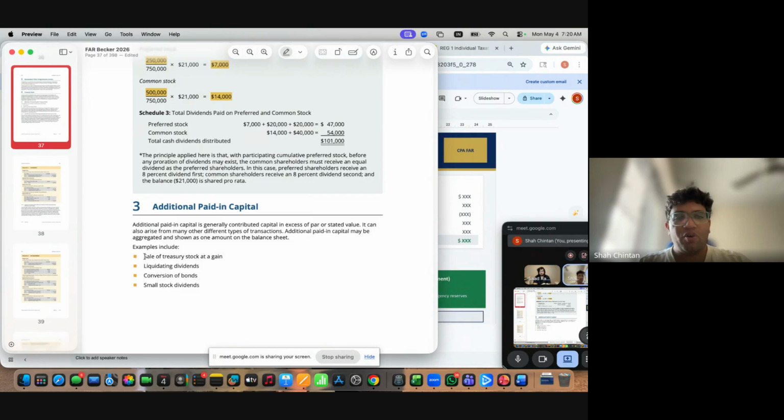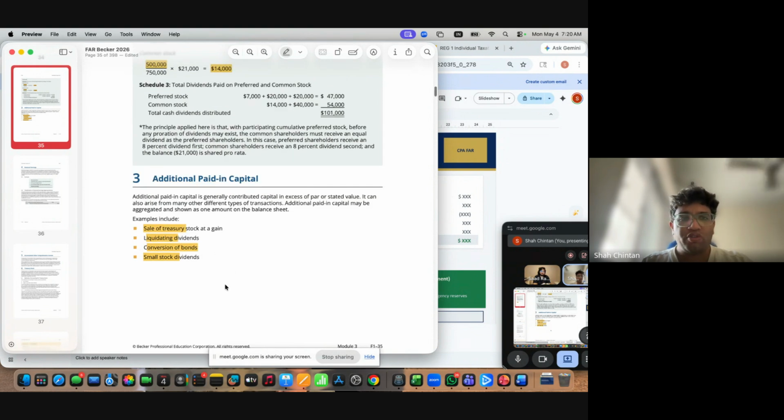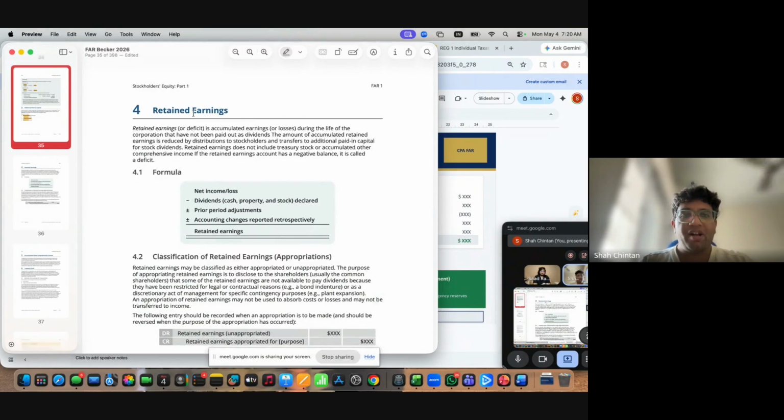We will understand how treasury stocks are treated, how liquidating dividends are treated, how conversion is treated, how small stock dividends are treated. So all the topics in detail in tomorrow's session. Retained earnings formula: you have an opening retained earnings plus accounting changes retrospectively. We did that in basics of accounting. Prior period changes we have not done yet, but these are similar to what we have done, changes in accounting policy. Plus net income minus dividends gives you a closing retained earnings.